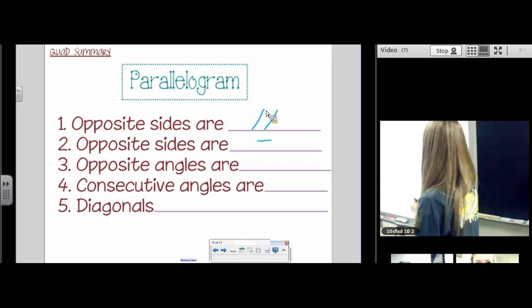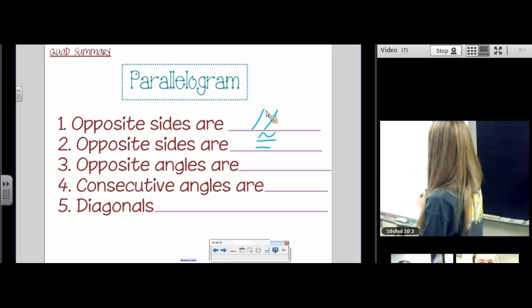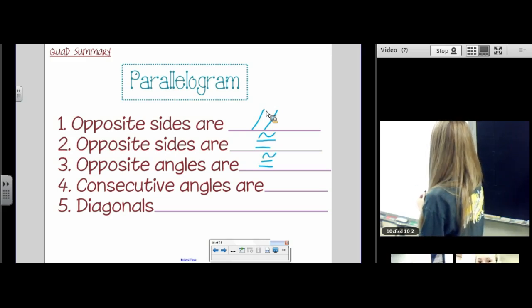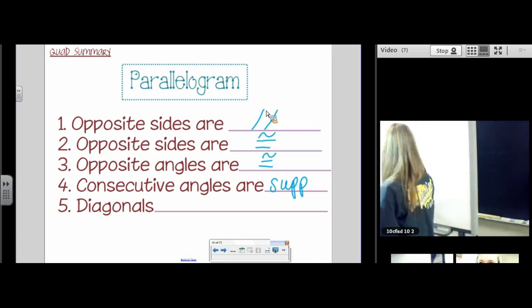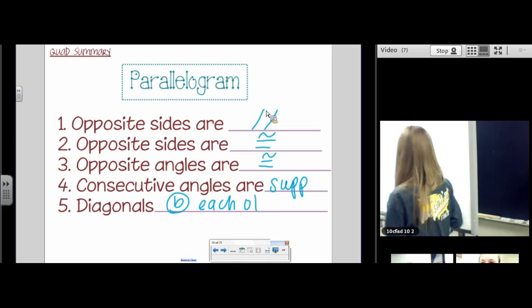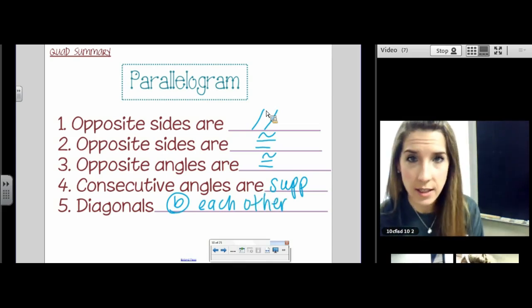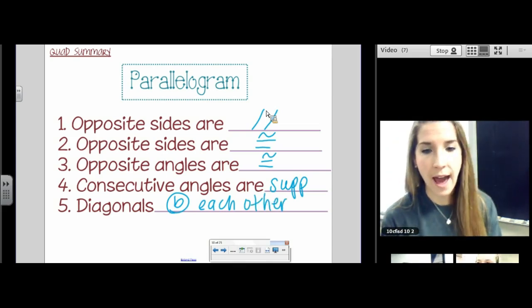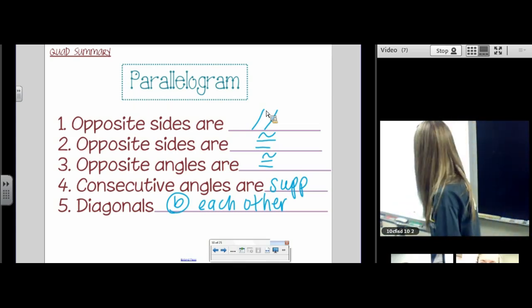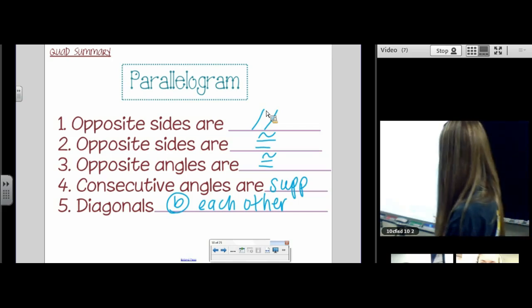Opposite sides are congruent. Opposite angles are congruent. Consecutive angles are supplementary, and very important, the diagonals bisect each other. The diagonals are not congruent, but they do cut each other in half. That's not the same as congruent, okay? Pork chop.